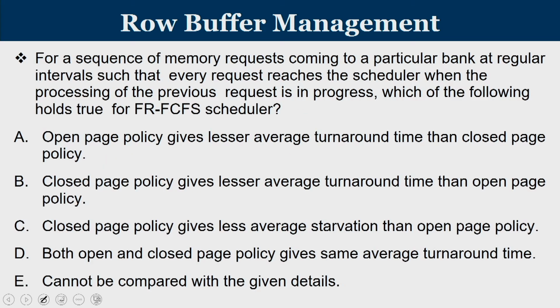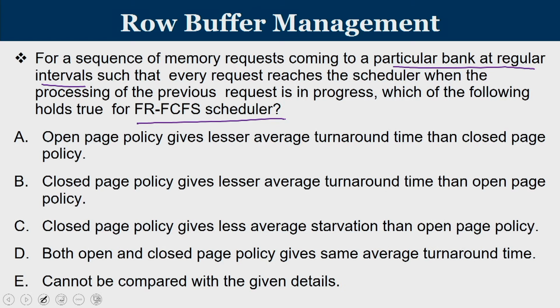The next one is also a row buffer management question. For a sequence of memory requests coming to a particular bank at regular intervals such that every request reaches the scheduler when the processing of the previous request is in progress, which of the following holds true for FRFCFS scheduling? There are 4 statements given. Open page policy gives lesser average turnaround time than closed page policy. Closed page policy gives lesser average turnaround time than open page policy. Closed page policy gives less average starvation than open page policy. Both open page and closed page policy give the same average turnaround time. And we cannot compare open page and closed page in this context with the details given.